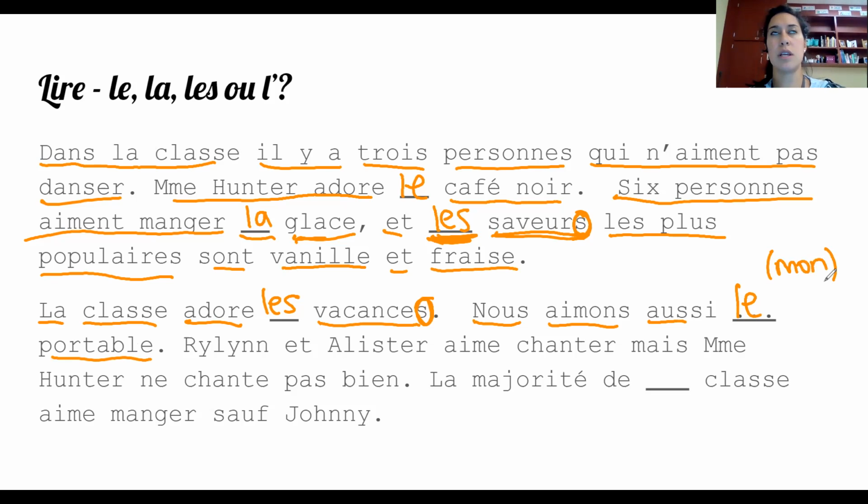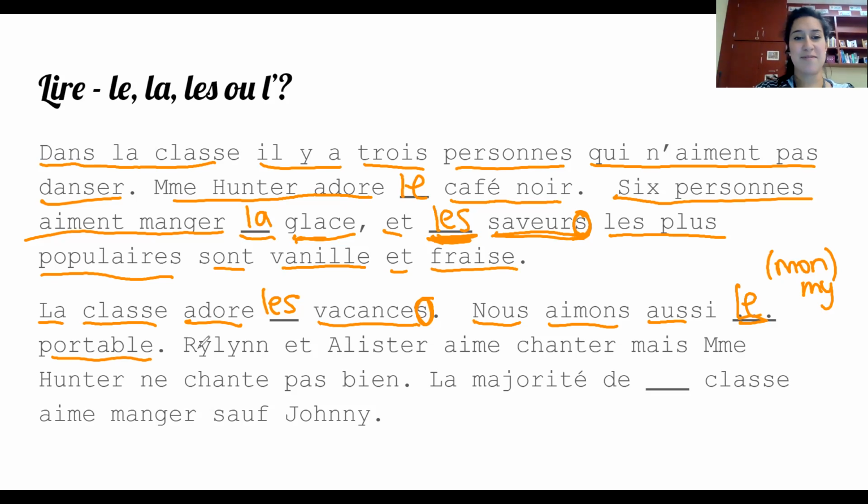Mon was in the vocabulary last week for my portable. So mon means my. In this context, it wouldn't make sense in this sentence because it says nous aimons, we like, we also like. So nous aimons aussi, we also like my cell phone. It doesn't really make sense. So we also like cell phones, or just the cell phones in general. We just put in the definite article right there.